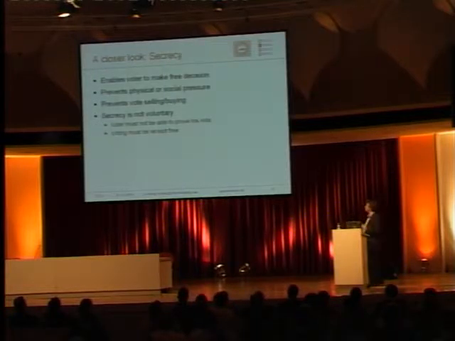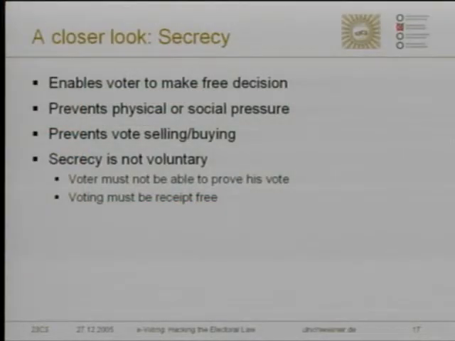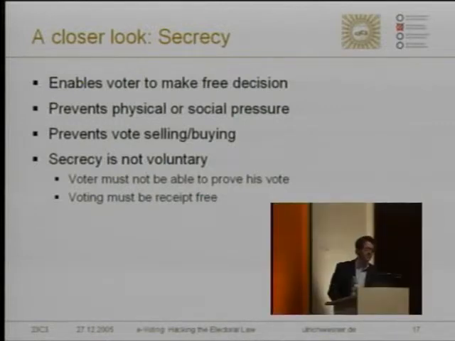So if you have a closer look at secrecy, it enables the voter to make a free decision. It prevents any physical or social pressure on the voter. It prevents any vote selling and buying. And secrecy is not voluntary. It's something that you cannot do. The voter must not be able to prove what he has voted. So the voting needs to be receipt free, and that prevents the voter from selling his vote.